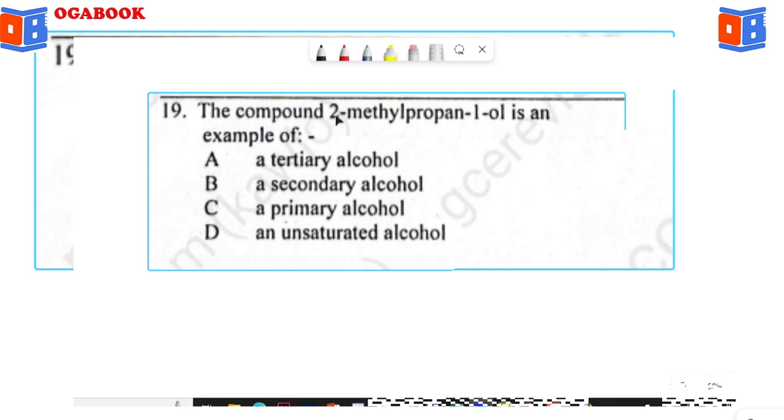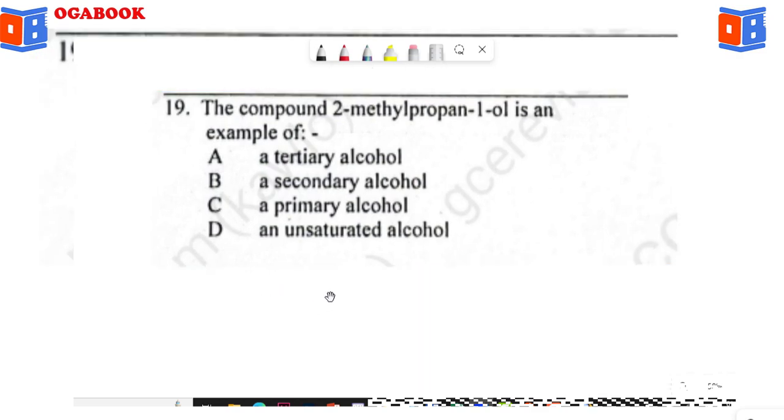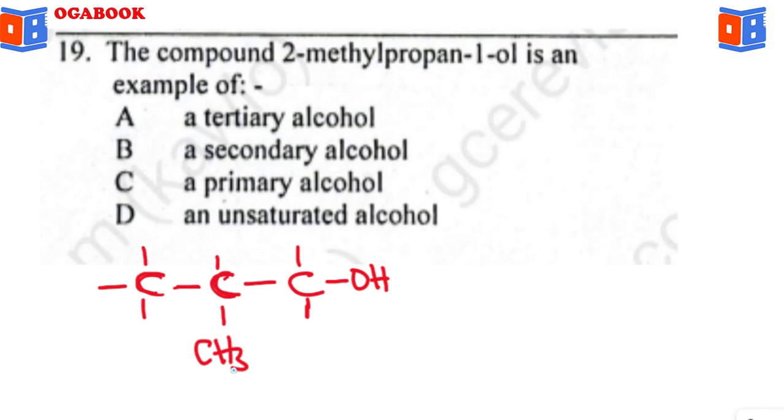Question 19. The compound 2-methylpropan-1-ol is an example of. So let's first of all draw out the structure of the compound to see what it gives. So this is the compound we have, 2-methylpropan-1-ol. Prop means 3, and we have 3 carbon atoms. The OH group is on carbon 1, the methyl group is on carbon 2.